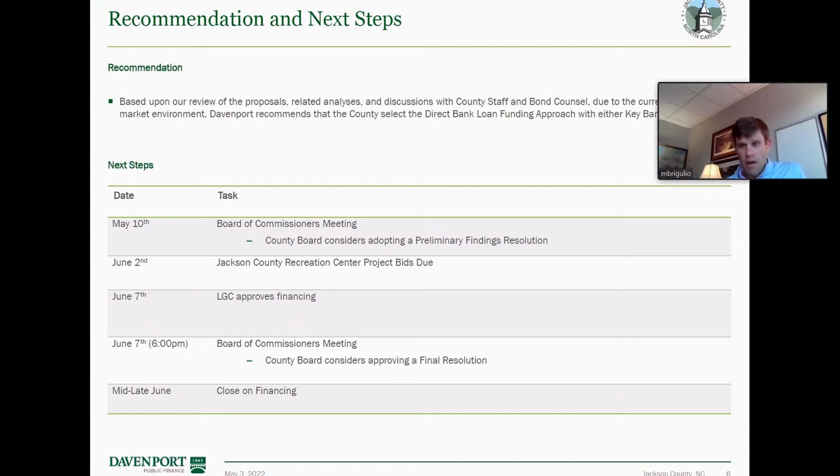Truist Bank provided a slightly higher interest rate, but they will allow an additional 10 days to get to closing should there be a delay in the bidding process. That extra 0.1%, or 10 basis points, on the interest rate equates to around $120,000 to $130,000 over the life of the loan in total interest cost. And I know, Don, you had mentioned earlier in the meeting about the bidding process and the pre-qualification. So I don't know if you have any thoughts on that timing differential between KeyBank and Truist Bank.